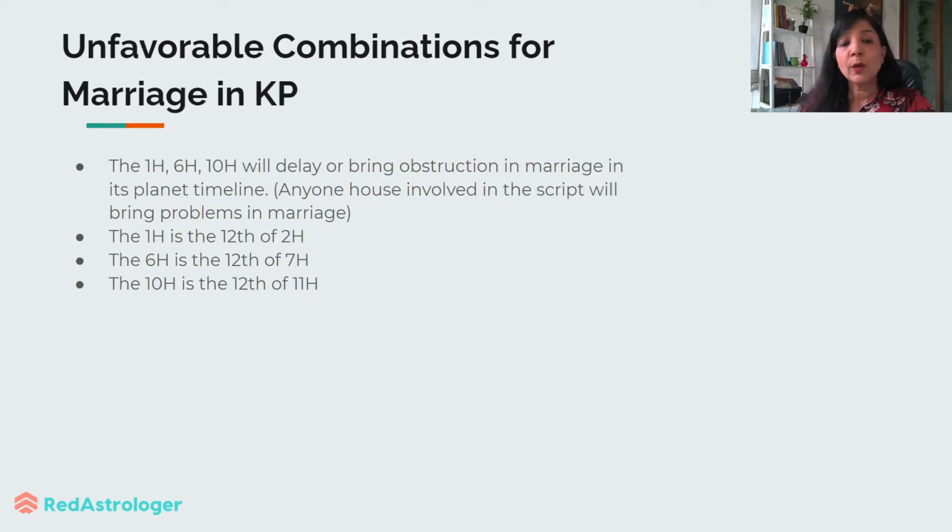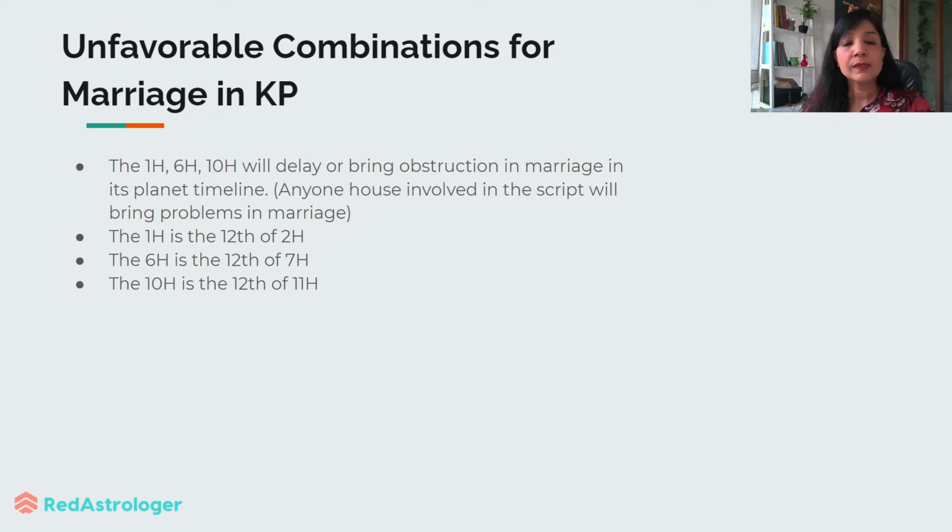So now you should know about the unfavorable combinations as well. See, while analyzing a marriage chart, there are 3 unfavorable houses: 1st house, 6th house and 10th house. The involvement of the 1st, 6th and 10th will delay or bring obstruction in marriage in its planet timeline.